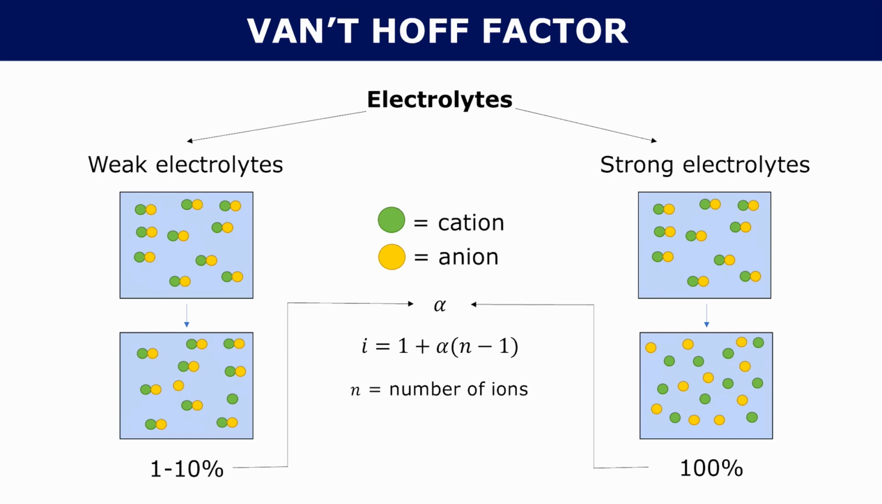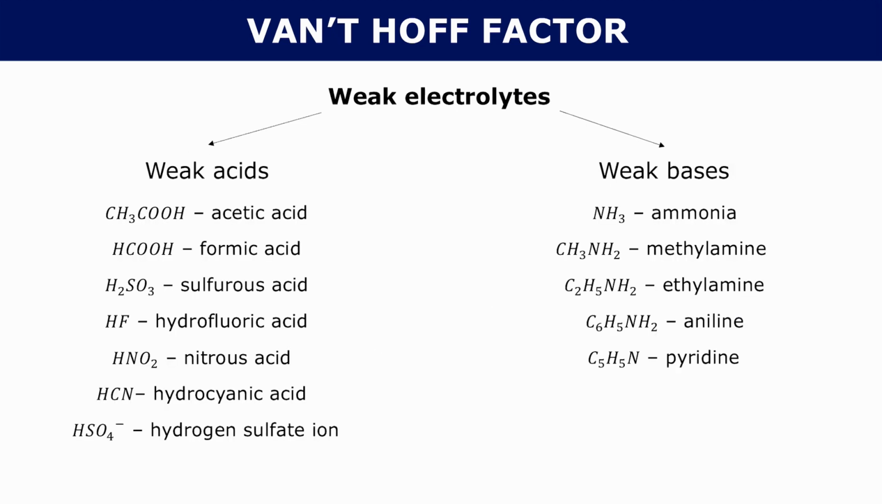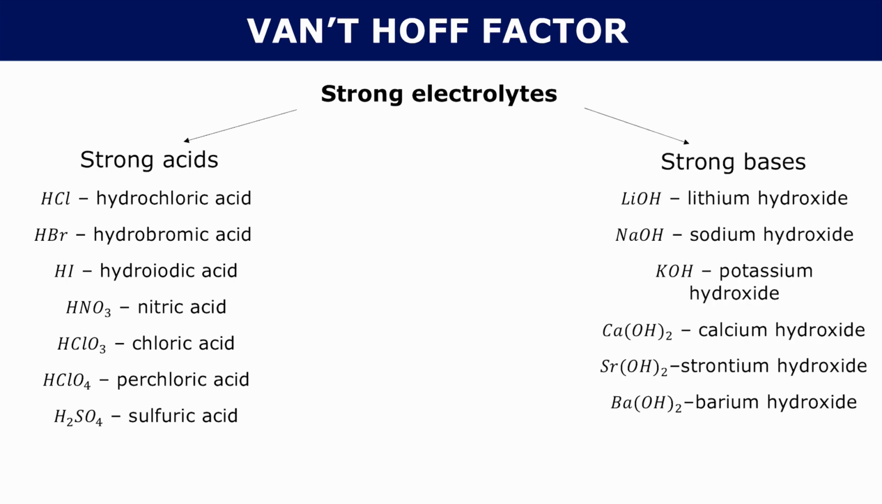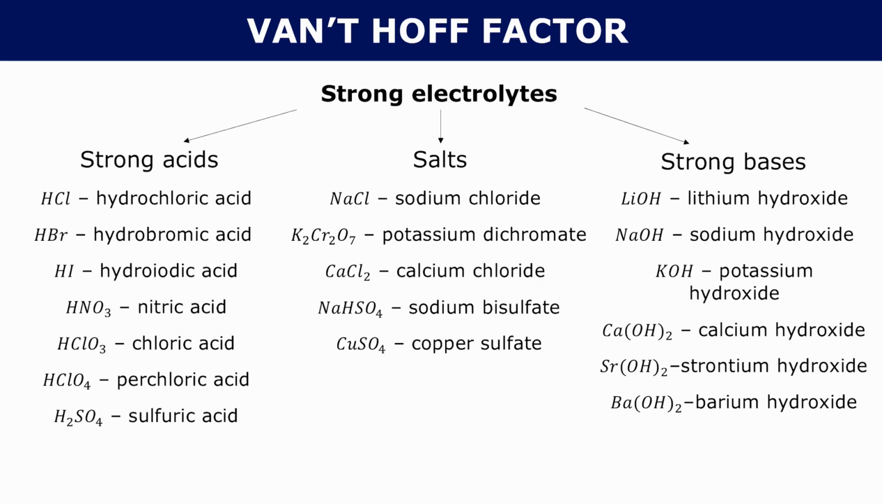Your weak electrolytes are going to be things like weak acids, weak bases, and you can see examples of certain ones here. On the other hand, strong electrolytes are going to be things like strong acids and strong bases, but you also have one other category, and it's going to be salts. And like last time, there's examples here which you might consider memorizing.